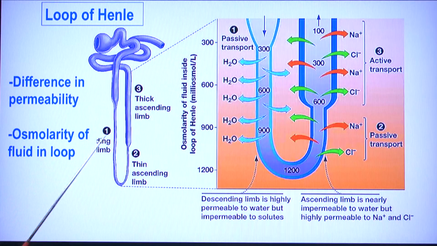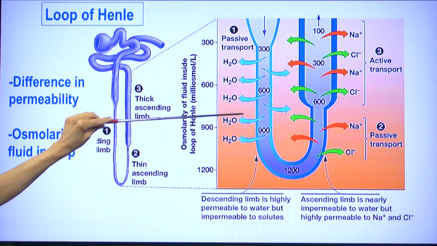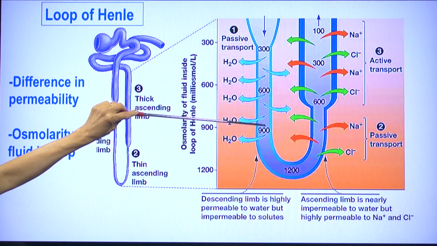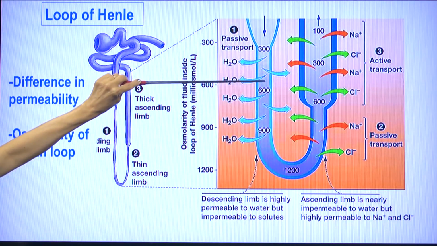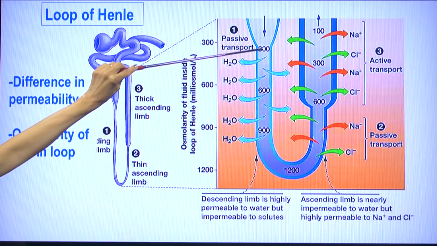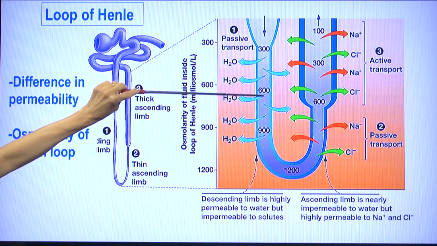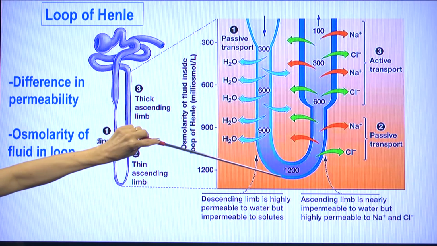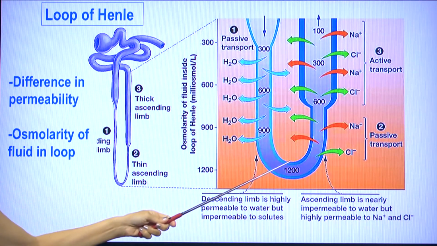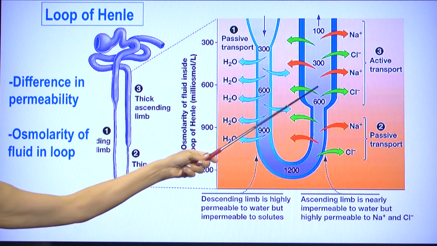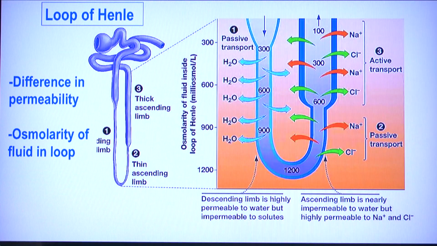What does this do to the osmolarity of fluid inside the tube? This is the descending limb, and we can see that osmolarity is gradually increasing. As we come here, water cannot go out, and osmolarity is going to start decreasing again.